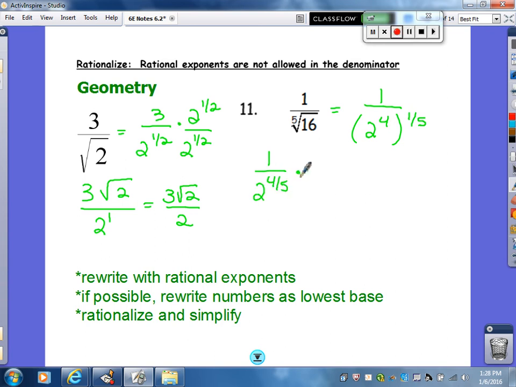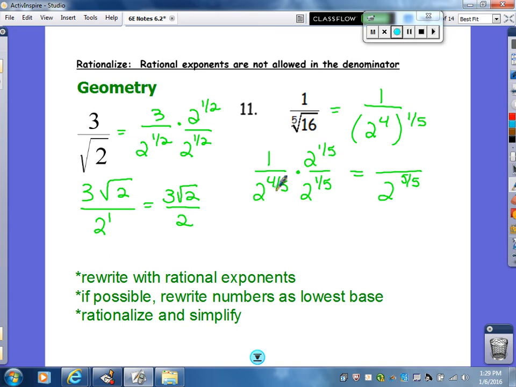Alright, now I got to think, I got to rationalize, because this is less than 1, 4/5, so it's a radical in the denominator. I'm not allowed to have a radical in the denominator. So I need to say, okay, what is the closest whole number to 4/5? Which is 1, right? So what do I need to make this denominator 2 to the, I want 5 over 5, because I wanted that to be 1. Well, that means I need another 1/5. So I'm going to multiply times 2 to the 1/5 over 2 to the 1/5.